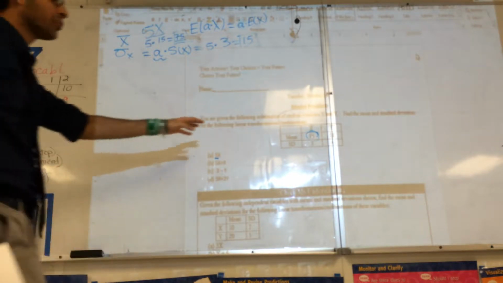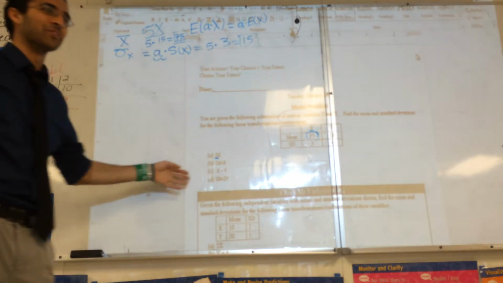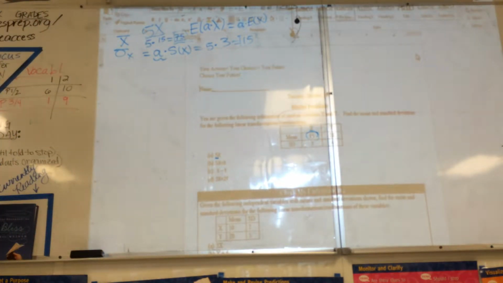For the following, these are the transformations. So each transformation we have to do. Good question. I feel like maybe others in the class had it, but they didn't want to ask.